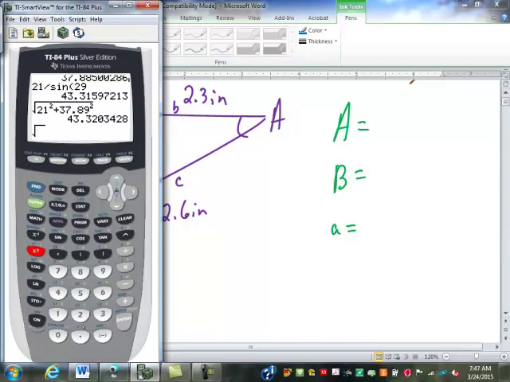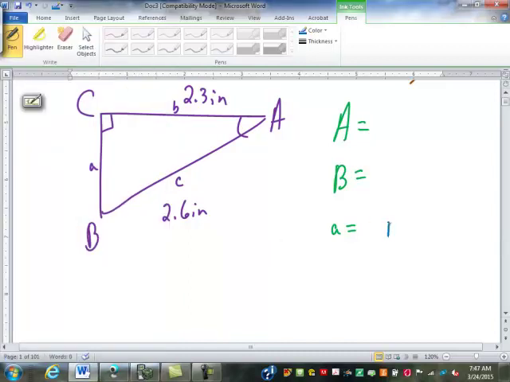Why did I subtract? Yeah, because the 2.6 is the hypotenuse. Very good. So you get 1.21. That'll be inches. So little a is 1.21 inches. No use getting into the trig when I've got the Pythagorean theorem there.